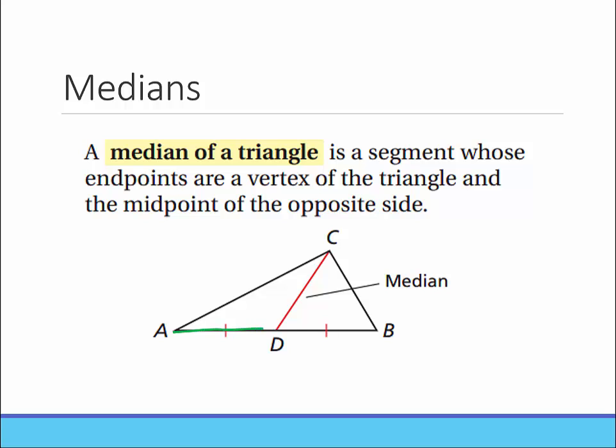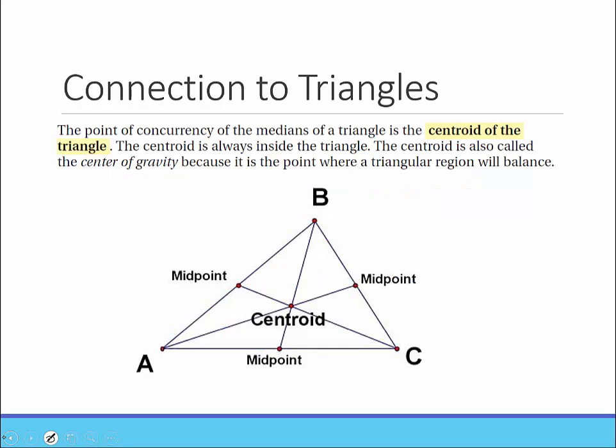So we took this segment AB, we found the midpoint at D, and then we connected it to this vertex over here. We could do the same thing for one of the other sides. If you take AC, find its midpoint, somewhere here, and then connect that point over here to the vertex. So now let's put all three of those things together.